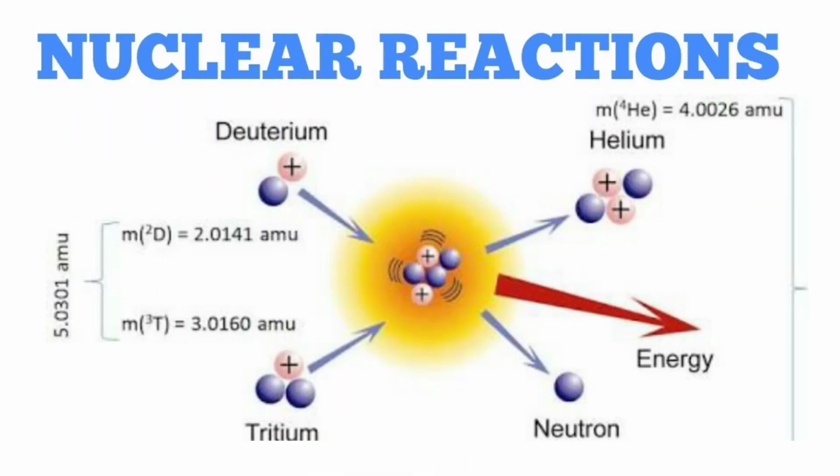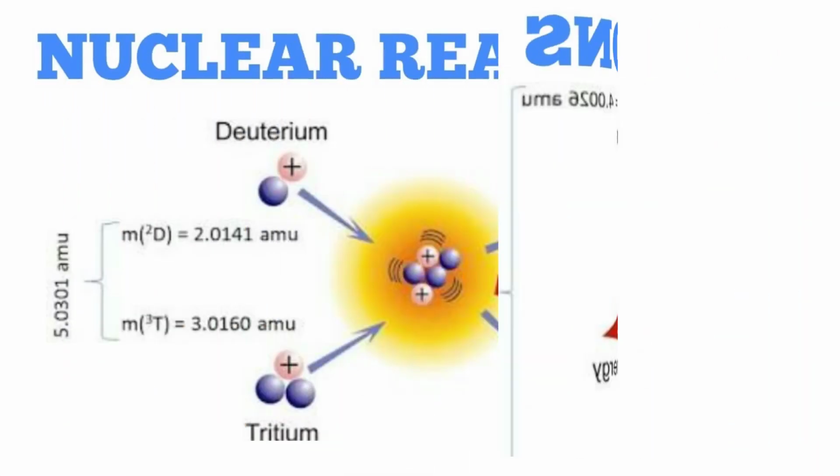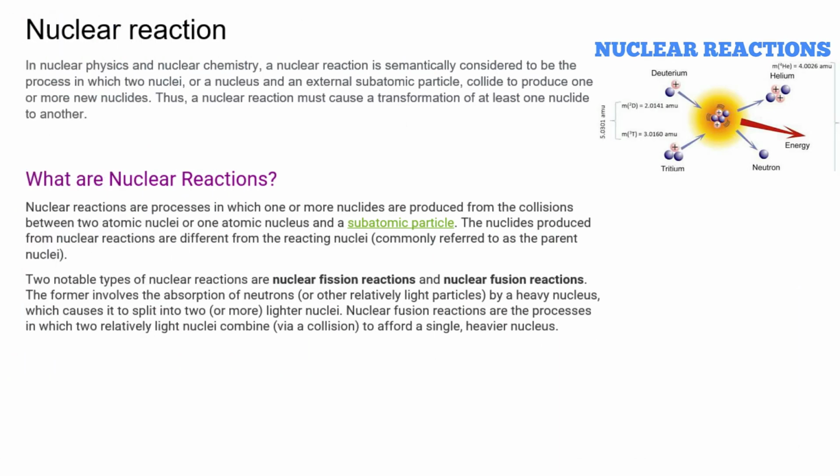Nuclear reaction. In nuclear physics and nuclear chemistry, a nuclear reaction is semantically considered to be the process in which two nuclei, or a nucleus and an external subatomic particle, collide to produce one or more new nuclides. Thus, a nuclear reaction must cause a transformation of at least one nuclide to another. What are nuclear reactions? Nuclear reactions are processes in which one or more nuclides are produced from the collisions between two atomic nuclei or one atomic nucleus and a subatomic particle.